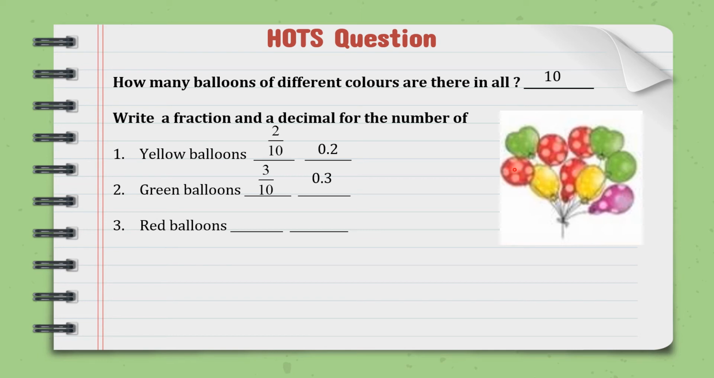Red balloons. They are 4. So 4 out of 10 are red in color. So decimal form will be 0.4. Purple color. So it is 1 upon 10. Only one purple balloon is there. See this one. So it will be 0.1. This is how you have to solve this question.